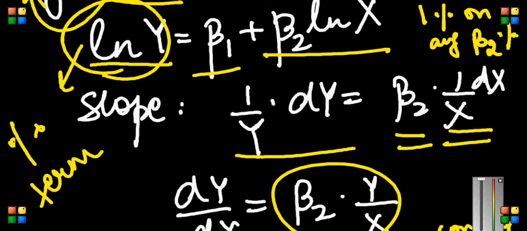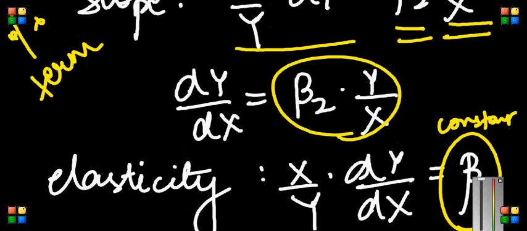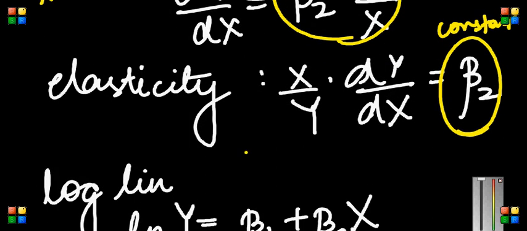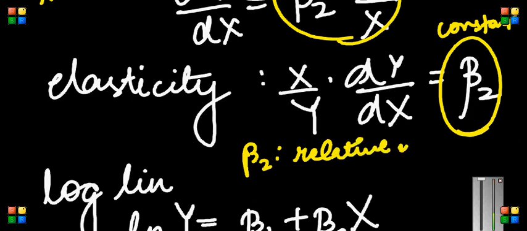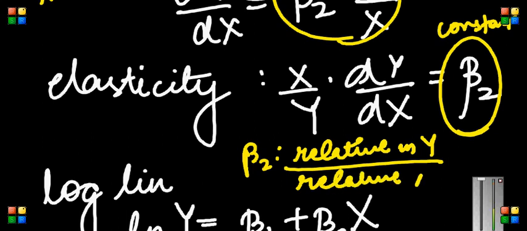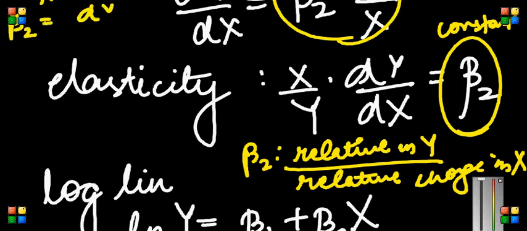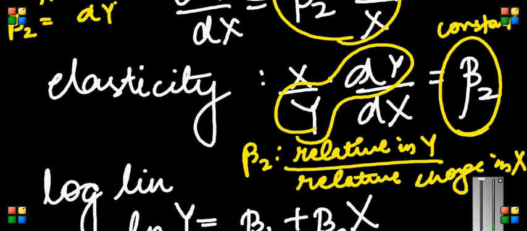Another way to see this is that beta 2 is the relative change in y due to relative change in x. And how do I know this? Just see, if I have to find out beta 2, what is beta 2? Beta 2 is dy by y upon dx by x. So it's the relative change in y due to relative change in x.